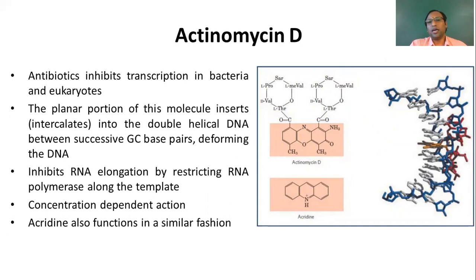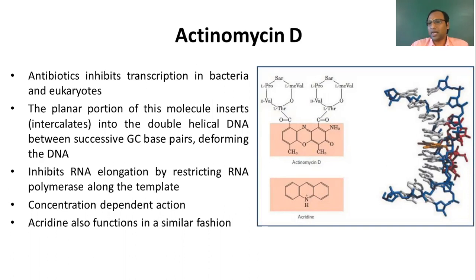Actinomycin is extracted from actinomycetes. If you see, the antibiotic actinomycin D inhibits transcription in bacteria as well as in eukaryotes. The planar part of this molecule intercalates into the double helical DNA between successive GC pairs, deforming the DNA. So what happens when it binds in between the GC rich regions? The DNA goes into a deformed form, and the deformed DNA will not allow the transcription process.